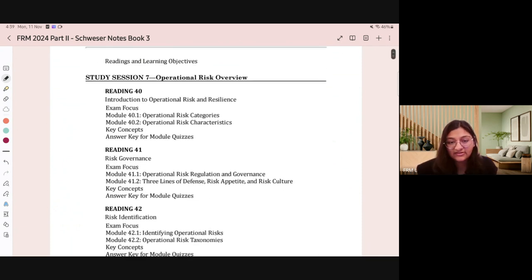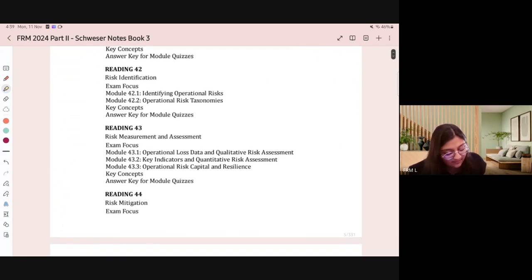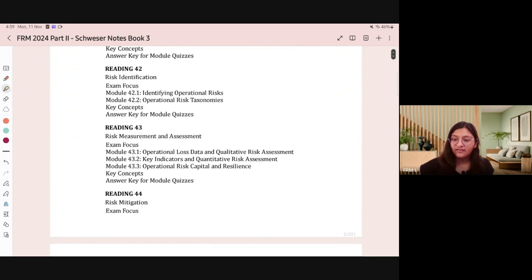So in study session 7, let me just take a highlighter. In study session 7, it is just going to give you an overview of what operational risk is. So the first chapter is not very important. Then again, the second chapter is important. It is about governance, that is, how we should manage risk in our company. It will give you a basic structure of everything about risk governance. So this is important. Then risk identification, this is a normal chapter, you can just read it, not very important.